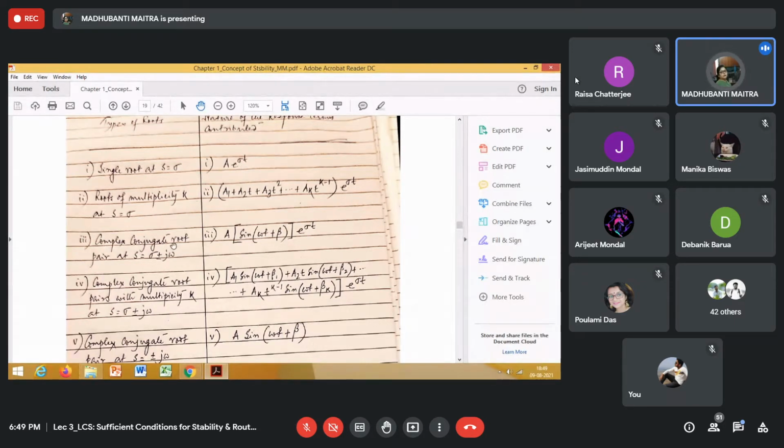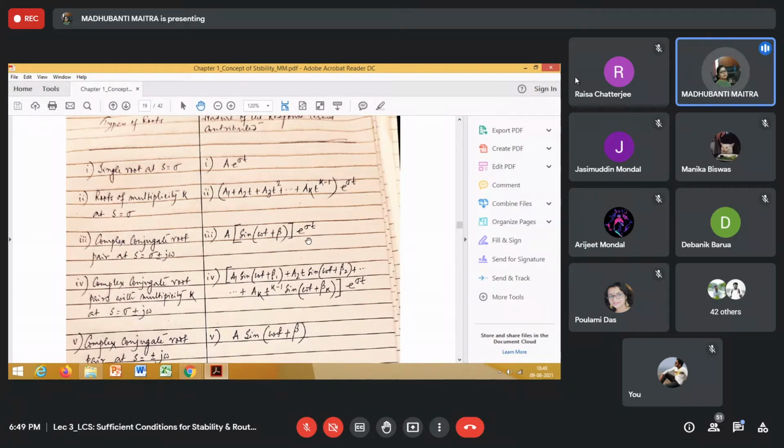And if we consider a complex conjugate root pair at S equal to sigma plus minus j omega, then we have also investigated that the nature of the response term contributed by this complex conjugate root pair will be given by a sine omega t plus beta, whole multiplied by e to the power sigma t.